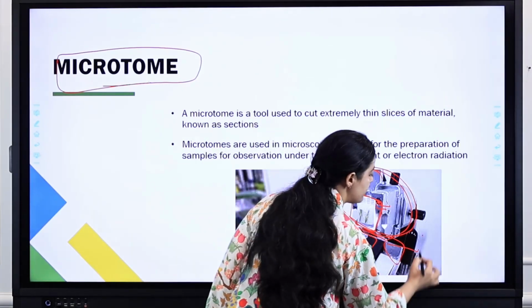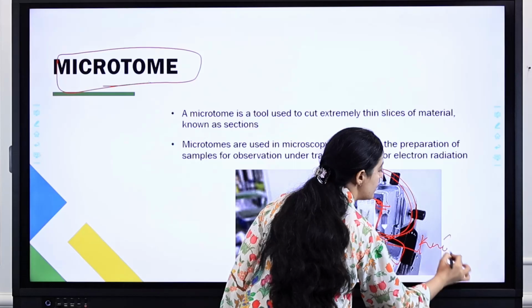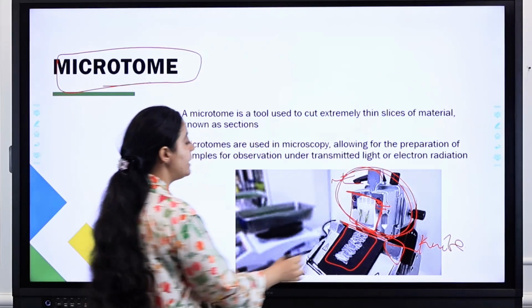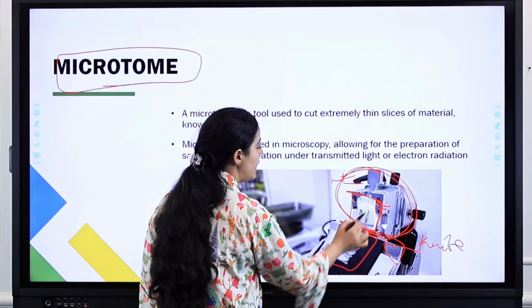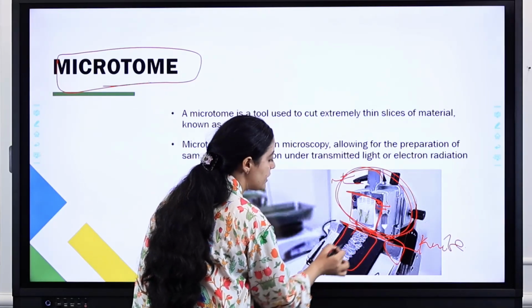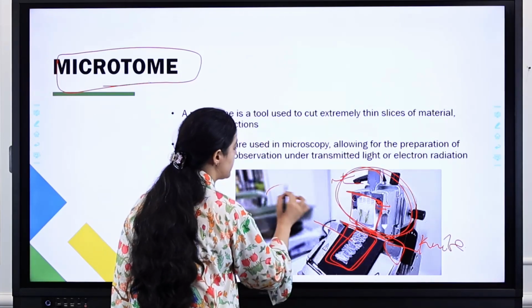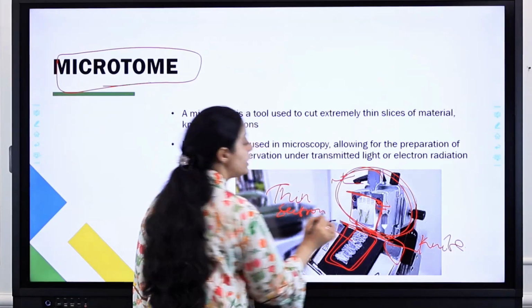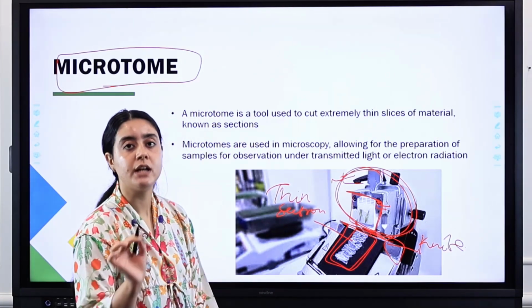This is the knife, which is also present in the microtome machine only, and with the help of this knife we cut very thin sections of the tissues which we have received in our laboratory.